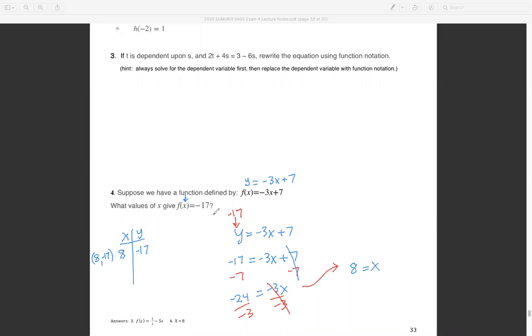This is actually a line. Or you can write it f of 8 equals negative 17. And they just said what values of x will give you a result of negative 17. So they just want you to say x is 8. That's your answer. But I like to write it like this. That's what I prefer.